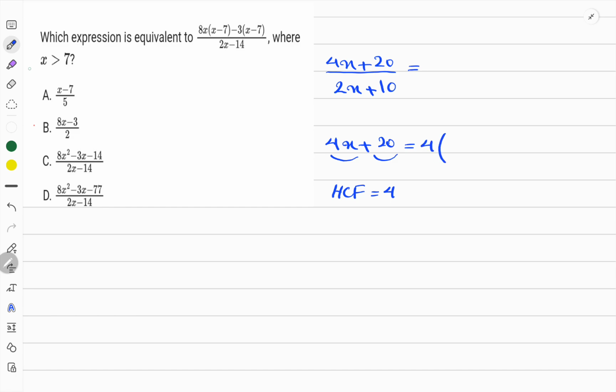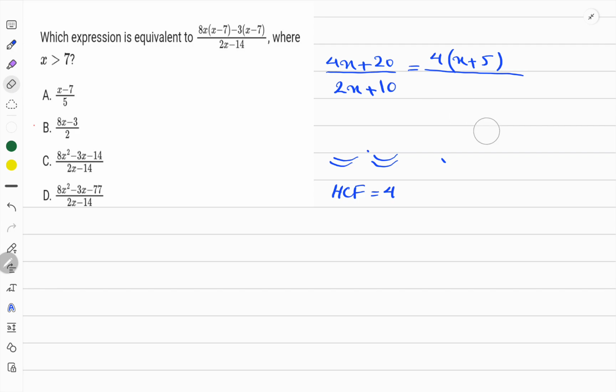And the leftover of 4x, 4 is here, the leftover is x, plus, and when you divide 20 by 4, the leftover is positive 5. If you want to check your answer, you can multiply 4 by x, which gives you 4x, and multiply 4 by 5, which gives you 20. So instead of 4x plus 20, you have 4 times (x plus 5), which is the product of two factors.